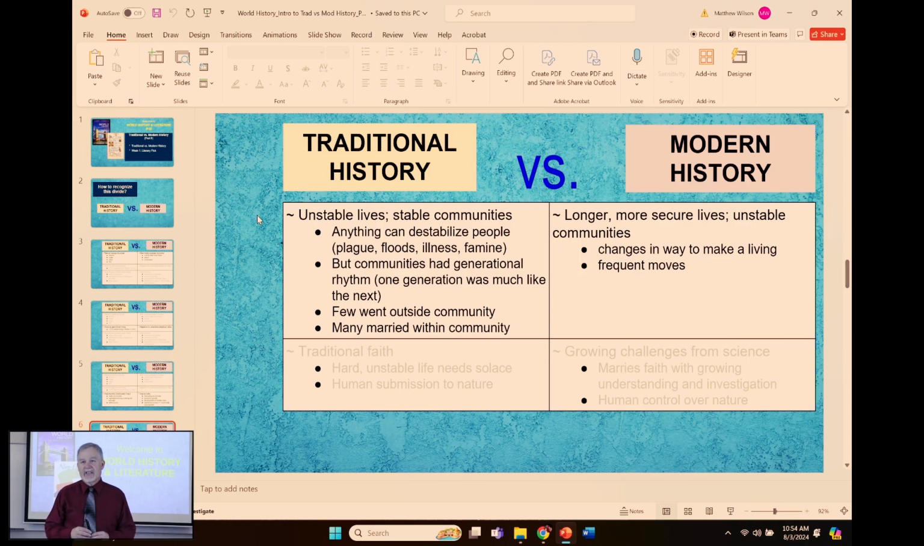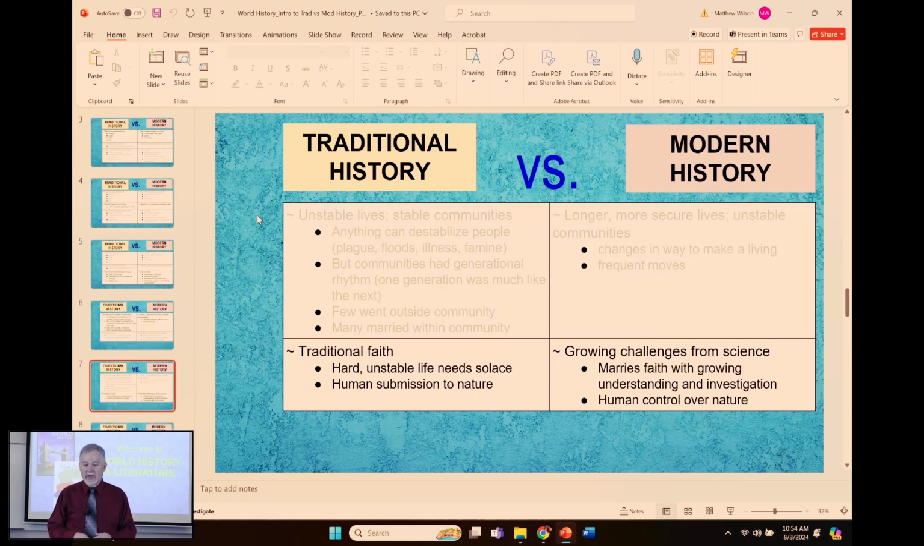It's changes in the way people saw their roles as male and female, father and mother, son and daughter. And people moved a lot. They moved all over the place. There was a lot of migration throughout different regions. People went to where the opportunities were.